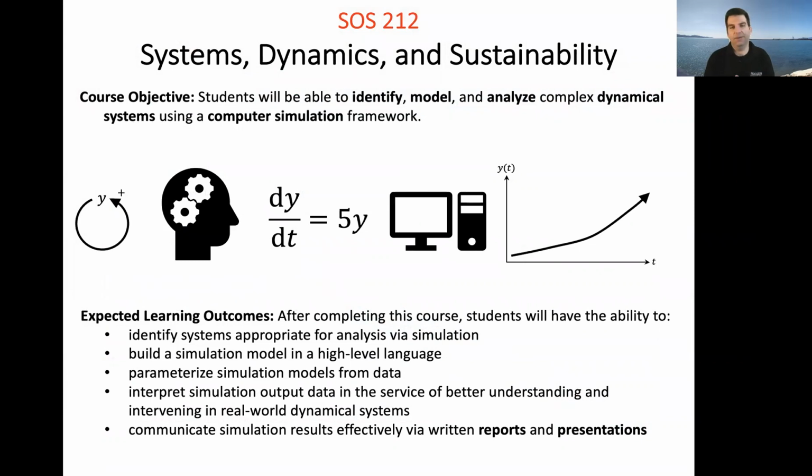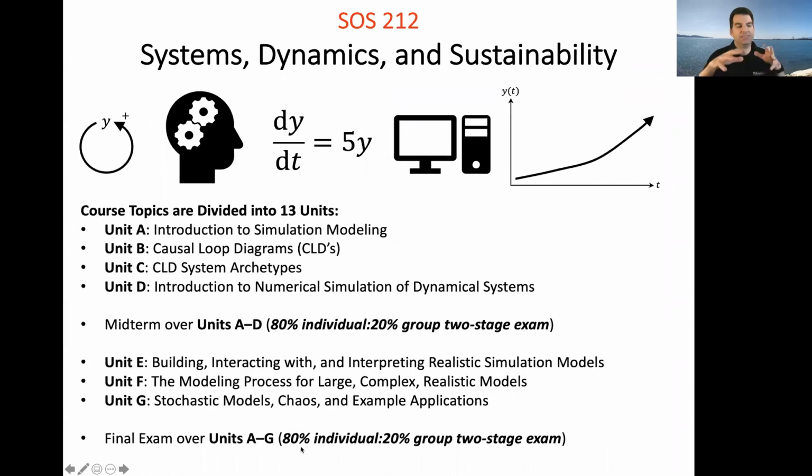I will talk about the actual course, and how the points are divvied out, in a couple of slides here. I've basically already outlined the course objective and the expected learning outcomes. The way we are going to try to achieve those outcomes is by structuring the material this way, where we've got 4 units that basically take us from systems thinking to causal loop diagrams to a basic introduction to the numerical simulation of dynamical systems. And those 4 units you'll cap off with a midterm.